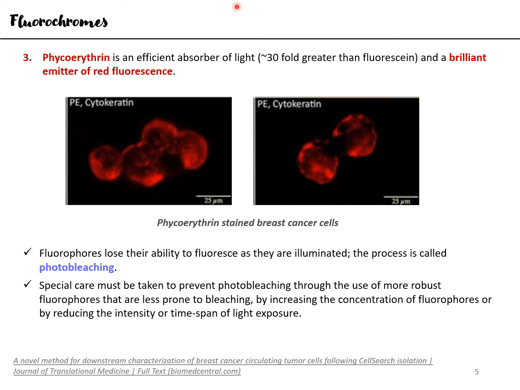So therefore, special care needs to be taken to prevent photobleaching through the use of more robust fluorophores that are less prone to bleaching. So in bleaching, you're essentially degrading the molecule by prolonged exposure to light of the excitation wavelength. So you have to take extra care when visualizing your cells or when imaging to ensure that your fluorophores do not get bleached, or you should go for using fluorophores that do not get bleached so easily. How to avoid bleaching? You can increase the concentration of fluorophores, or you can reduce the intensity of light that you're exposing the cells to, or the duration for which you're exposing the cells to this fluorescent light.